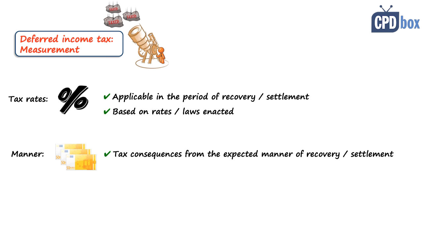So, for example, if you plan to use the building by its depreciation, then you apply the tax rate applicable on profit. But when you plan to sell the building, then you need to apply the tax rate applicable on capital gains from the sale of property. Finally, I want you to remember that neither deferred tax assets nor deferred tax liabilities shall be discounted.